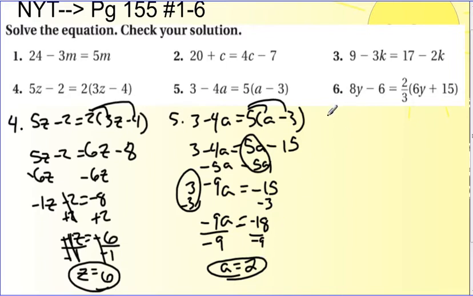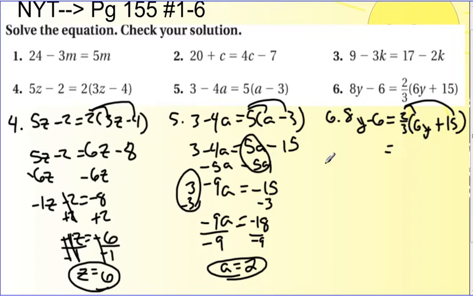And lastly, number 6. 8y minus 6 equals 2/3 6y plus 15. This distribute will work out for us. By the way, here's how you can tell. This denominator, I look to see if this denominator can go into these other numbers. 3 goes into 6, 3 goes into 15. That's how I know this is going to work out to be whole numbers.